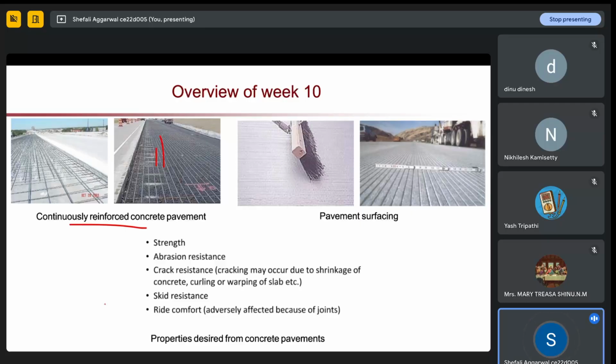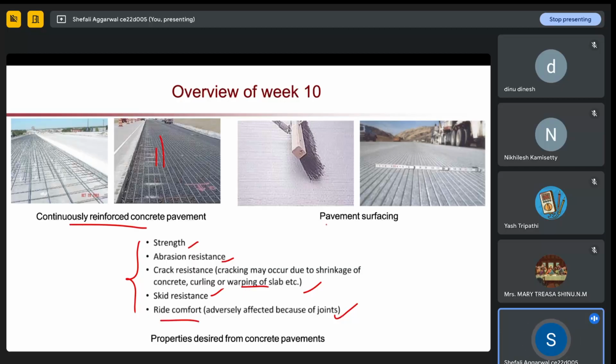Other thing is, what are the different properties which we desire from concrete pavements? It should have good strength, good abrasion resistance, should be crack resistant, mainly against shrinkage and warping of the slab during high temperature, skid resistant, and it should be comfortable. Normally when we are providing joints, there are chances of failure at the joints or an uncomfortable ride at the joints, so it is good to have comfortable rigid pavements.